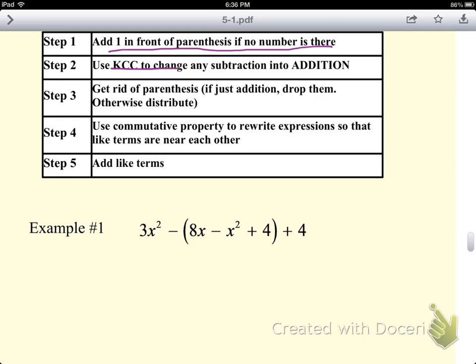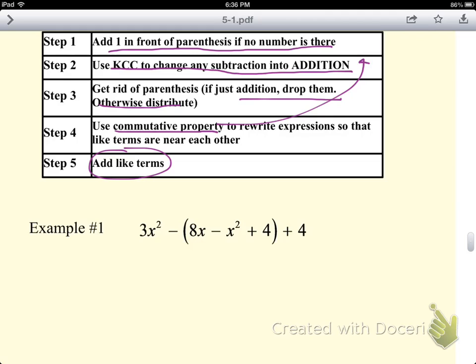We're going to use KCC to change subtraction into addition. We're going to get rid of parentheses either by distribution, or if it's just addition, you can drop them. We can use the commutative property. Since we've changed everything into addition, we can use the commutative property to rewrite expressions so that the like terms are near to each other, and then we're going to add like terms.